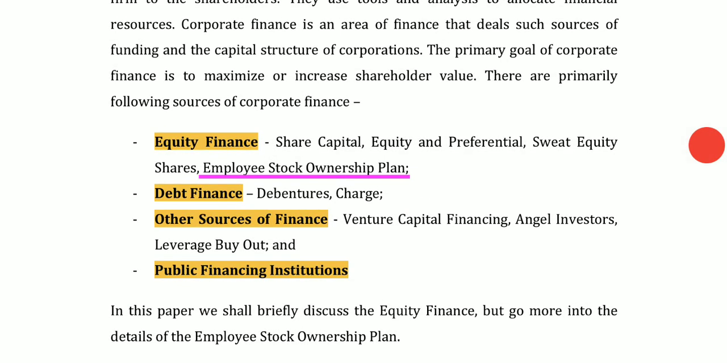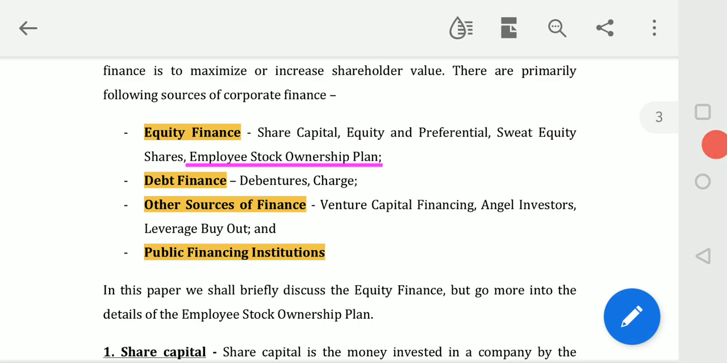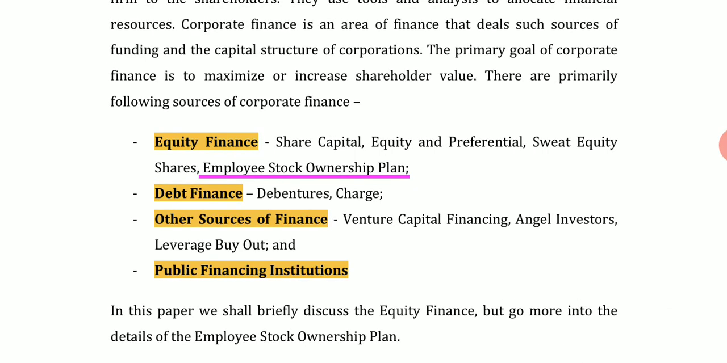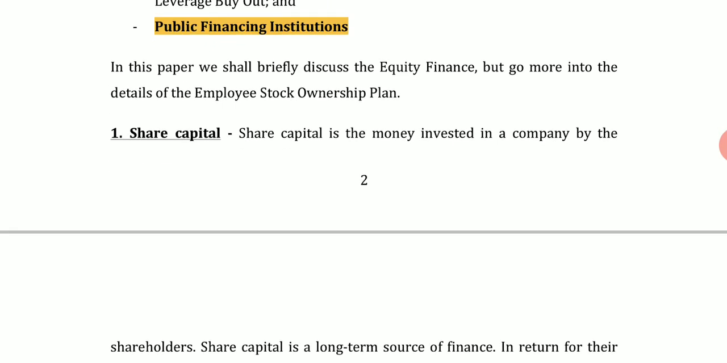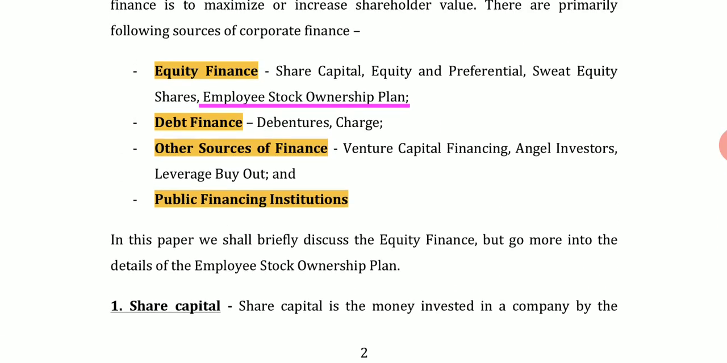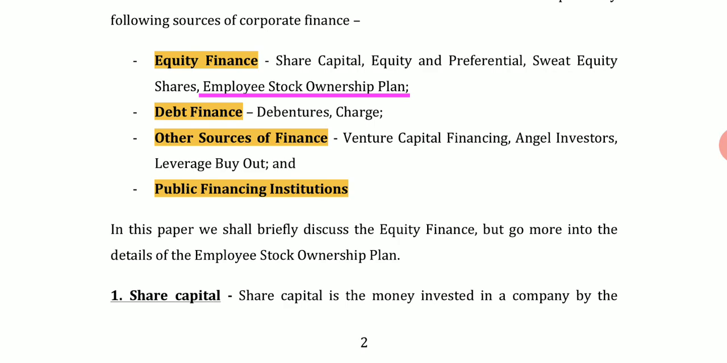So, equity finance. The syllabus is divided into four sections: the corporate finance, which is equity finance, debt finance, other sources, and PFIs. Our focus will be only on the stock ownership plan, which comes under the head of equity finance. In this paper, from an exam point of view, I've included briefly a paragraph or more about all the kinds of equity finance, that is share capital, equity and preferential, sweat equity shares, and stock ownership plan, so that later on it becomes useful to us. But our focus will be on the employee ownership plan.